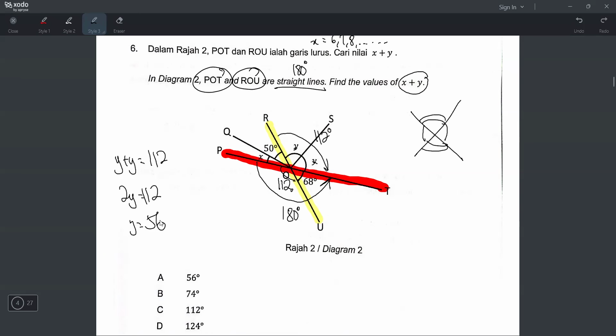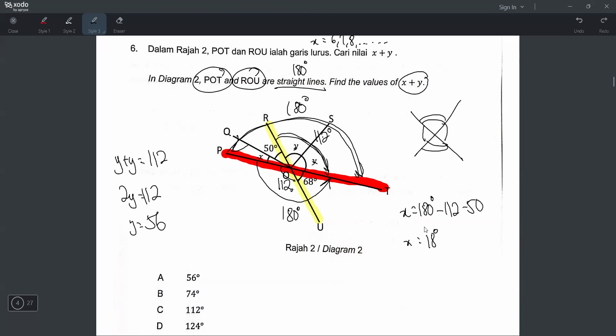Now we have to find x. I think for x you can use the red color line, because the angle from here to here is 180, since the red color line is a straight line. So you can take 180 minus 112 minus 50, and you get the x here. So to get x, I take 180, which is the total angle from here to here, minus 112 and minus 50. Use your calculator to help you. You're going to get 18 here.